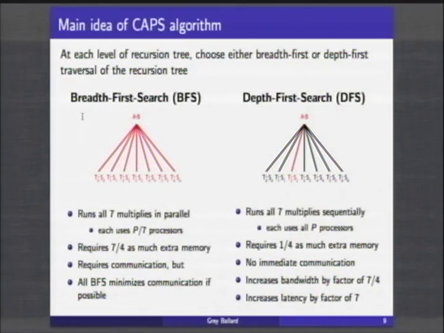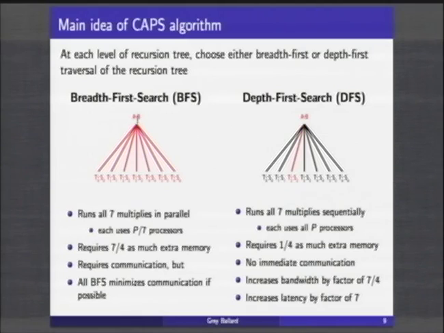Again, we're calling it CAPS. And the main idea is to figure out how to traverse this recursion tree of Strassen in parallel. And really, looking at every level of the recursion tree, we're going to make an independent decision. We're going to choose either to traverse it in breadth first or depth first order. So these cartoons show the two choices.